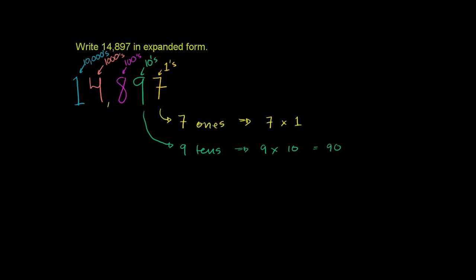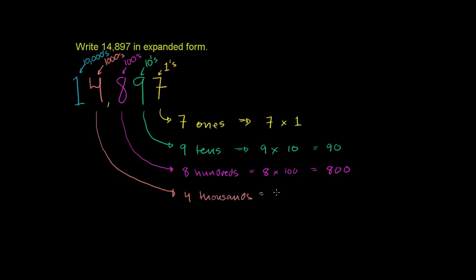So then we have our 8. We see it's in the hundreds place, so it represents 8 hundreds. You could view that as being equivalent to 8 times 100, 100, not 1,000, or 800. That 8 literally represents 8 hundreds, 800. And then the 4, I think you get the idea here. It's in the thousands place, so it represents 4 thousands, which is the same thing as 4 times 1,000, which is the same thing as 4,000.